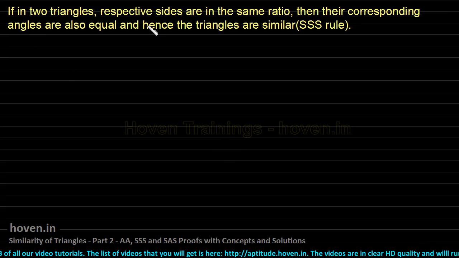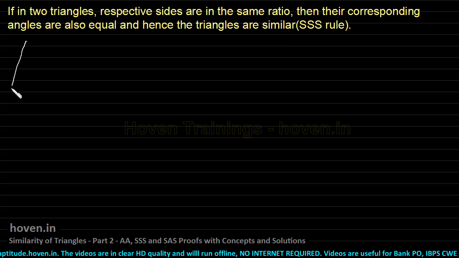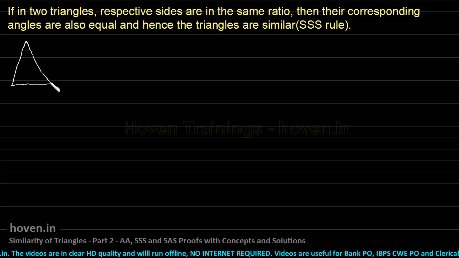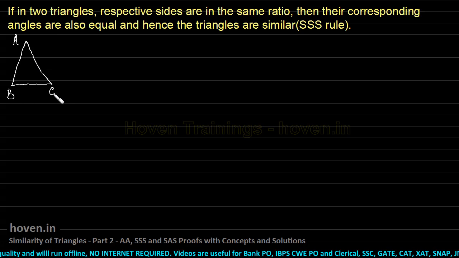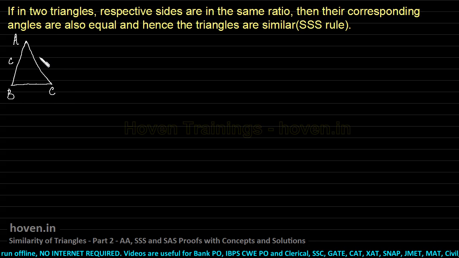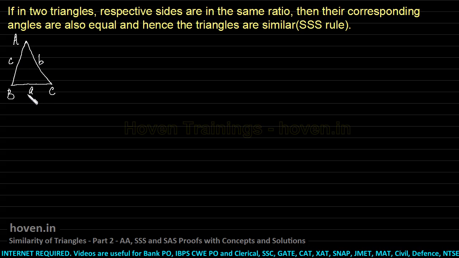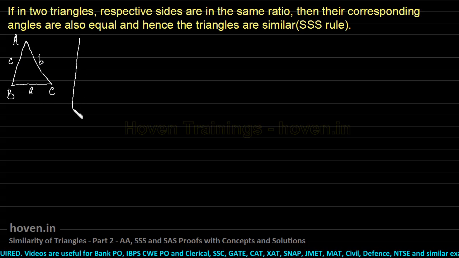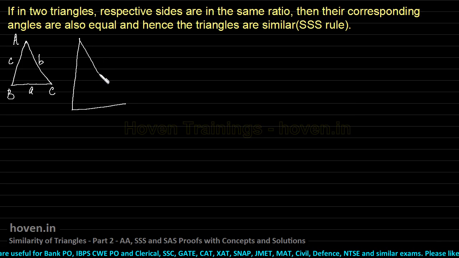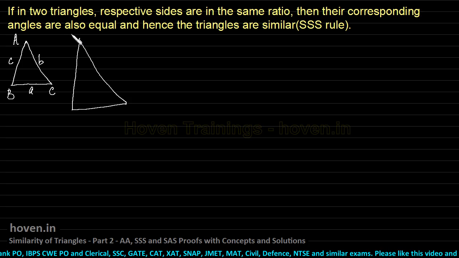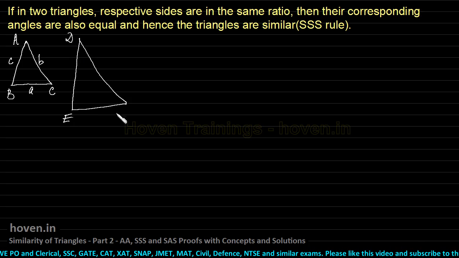If in two triangles, respective sides are in the same ratio, then their corresponding angles are also equal and hence the triangles are similar. This is a tough theorem, but we will prove it. It will take more space also, but this is a very interesting theorem. Let this be a triangle ABC. Let the length of this be C, the length of this be B, and the length of this be A. And let there be another triangle that has been given to us. Let us mark that triangle as D, E, F.